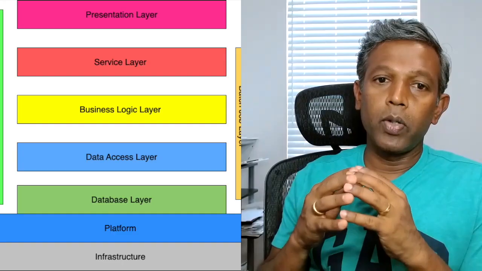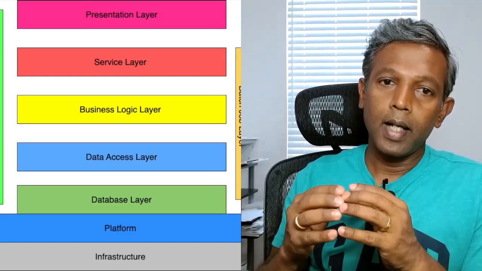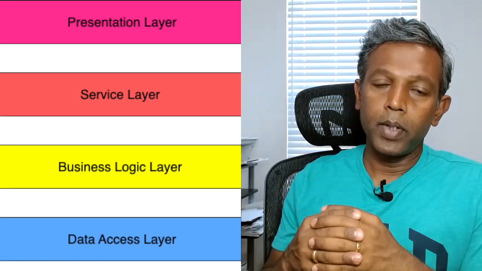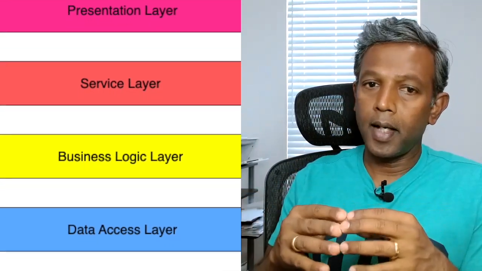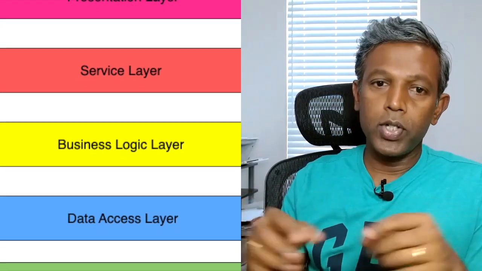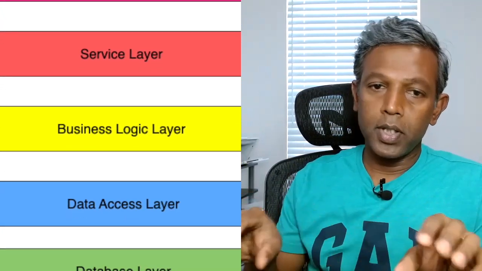Okay, so you can look at this layered architecture pattern in other ways too. So for example, if you take your enterprise, and if you are focusing only on the application, so when you develop application, what are all the layers needed? Basically, you will have the presentation layer, and next will be a service layer, and next will be business logic layer.